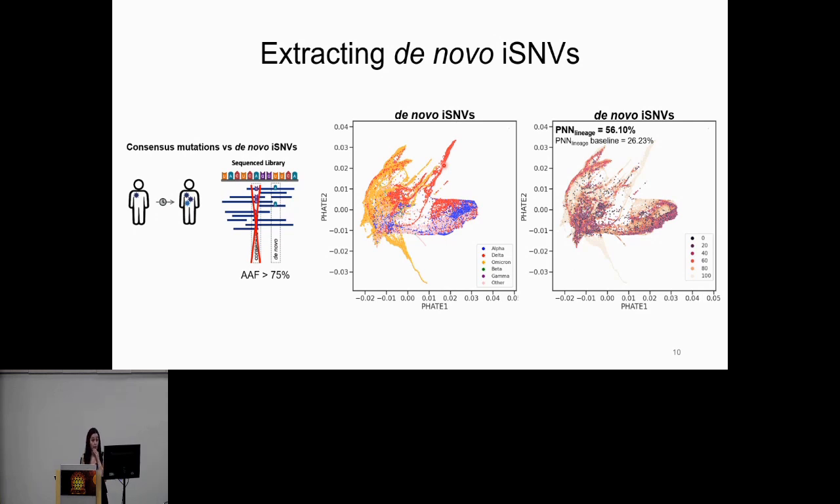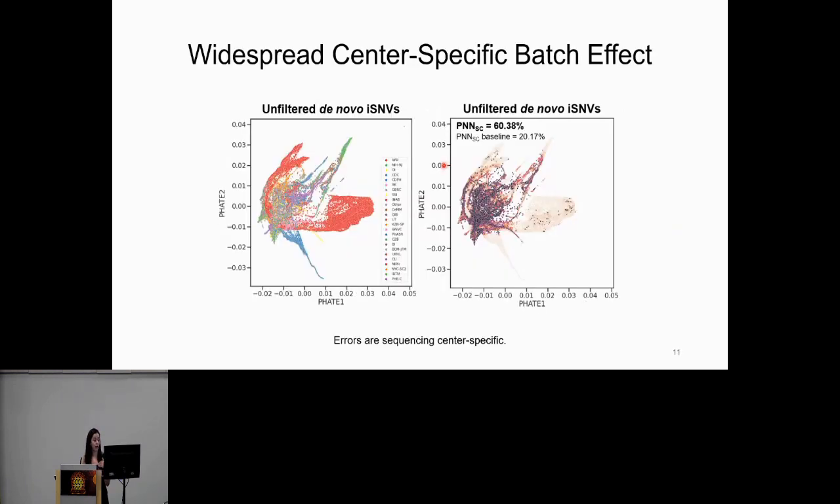drivers. What we looked at is sequencing center. So here, each point, instead of labeling by lineage, we labeled them by the sequencing center. Hence, the advantage of our dataset that is geographically diverse.